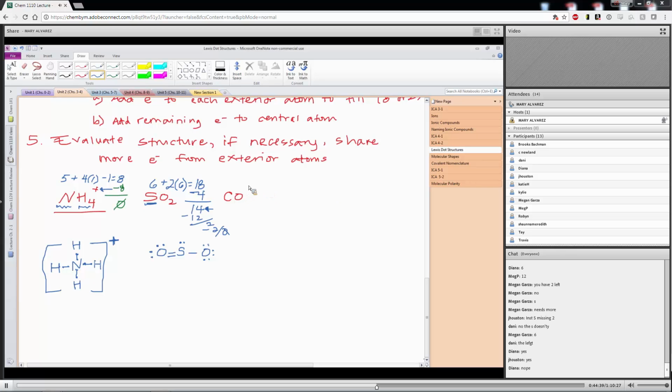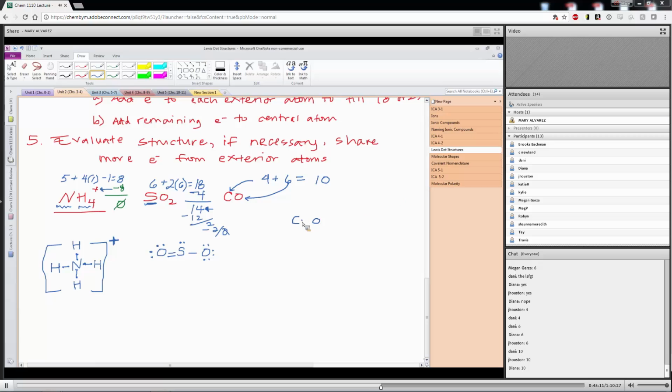Carbon monoxide. Carbon comes in with how many? 4. Perfect. Oxygen comes in with how many? 6. So how many total electrons do I have to share here? 10. Excellent. That's step 1. Step 2, arrange them. Carbon is central because it's listed first. There's only one oxygen, so there we go.